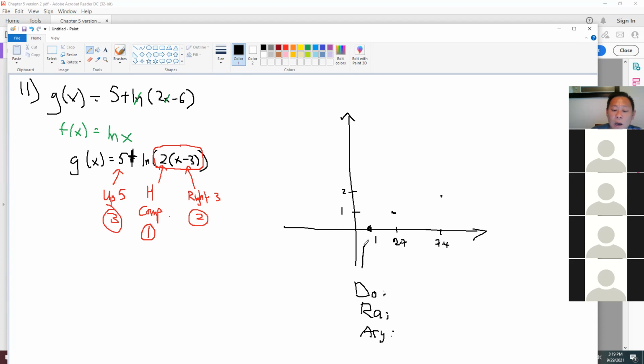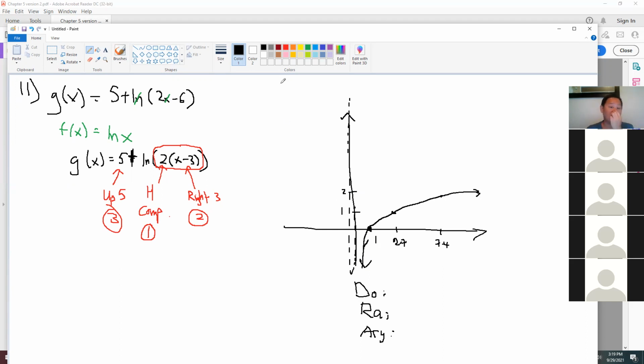And don't forget, it's not just hanging on the top half of the graph. It goes down here, okay? And your asymptote is right here. The vertical asymptote is right here, without the transformation.